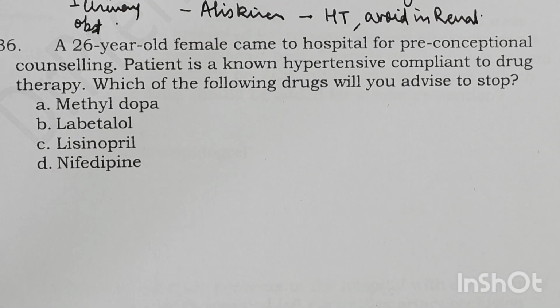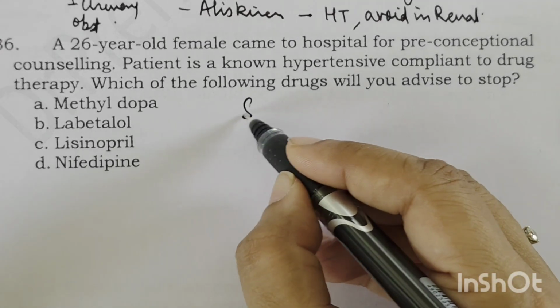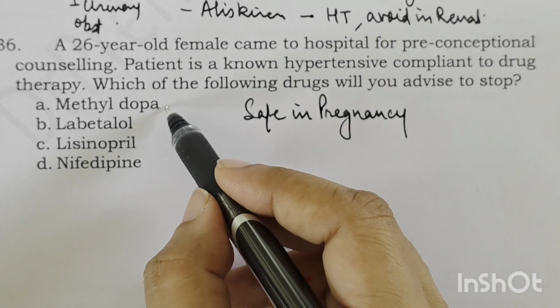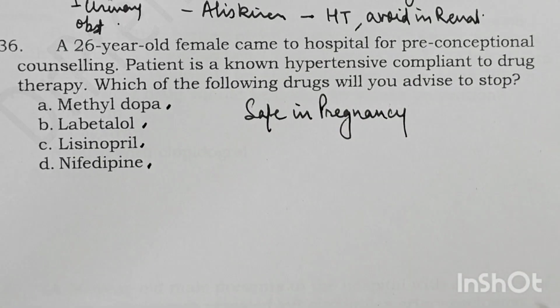Next question. A 26-year-old female comes to the hospital for preconceptional counseling. The patient is a known hypertensive, compliant to drug therapy. Which of the following drugs will you advise to stop? That means which antihypertensive is safe in pregnancy? It is methyldopa, labetalol, lisinopril or nifedipine.